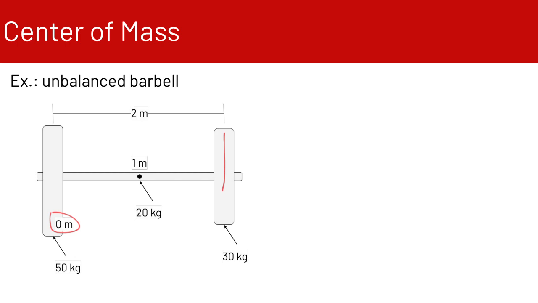So we have a 50 kilogram mass here. The center of its mass is right here at 0 meters. We have the barbell itself, which weighs 20 kilograms. Its center of mass is here at 1 meter. And then we have the second mass that's put on the barbell. Its center of mass is here at the 2 meter mark. Okay, so we want to figure out the center of mass for this unbalanced barbell.